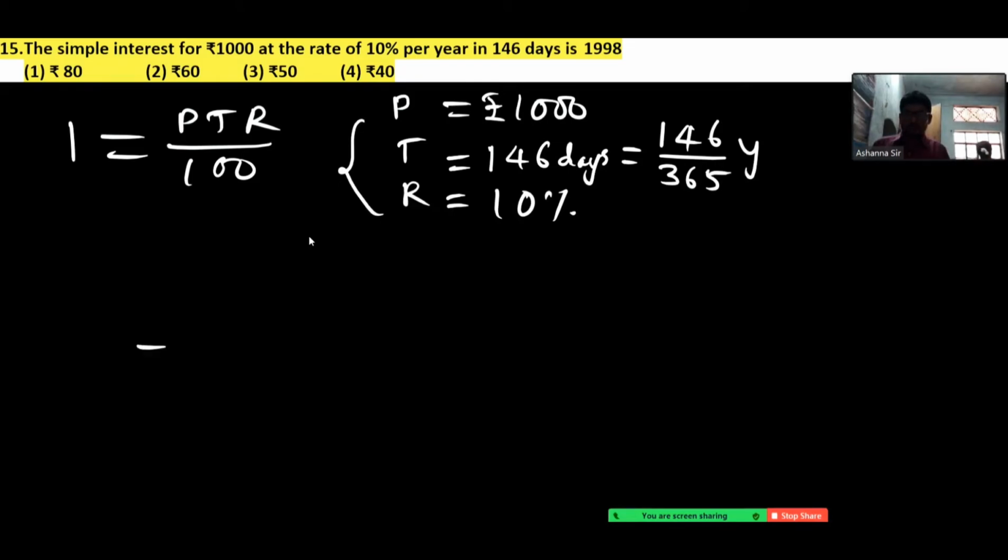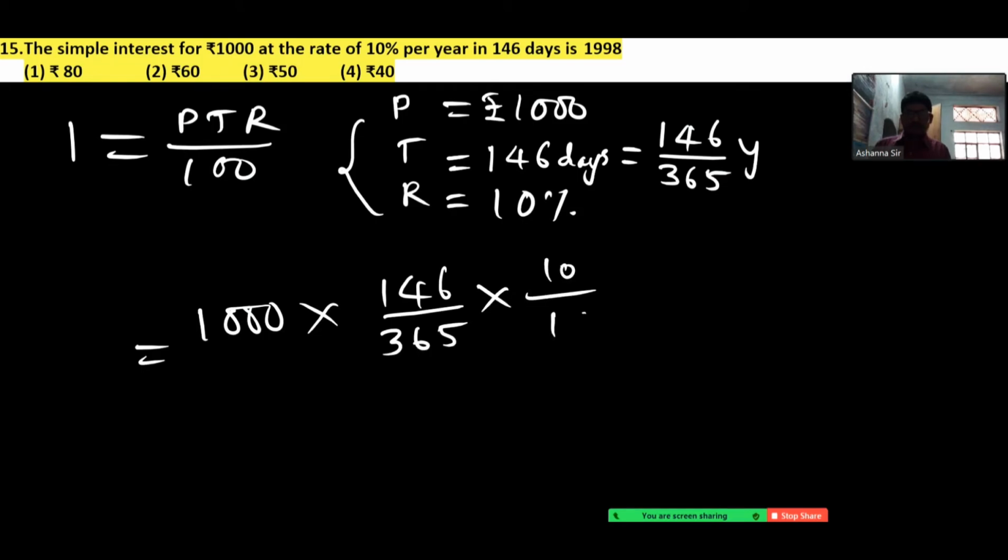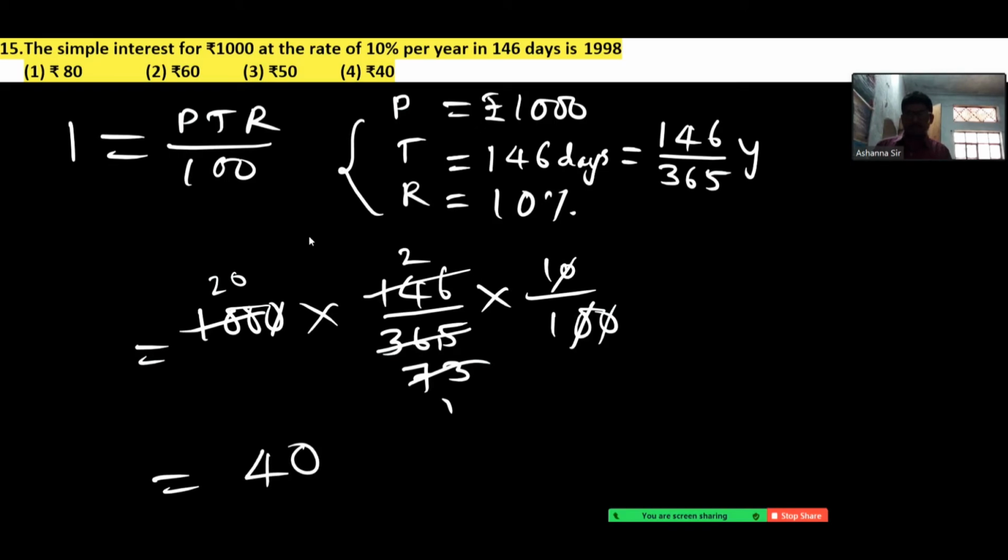We have to substitute these values. Principal 1000 rupees, time 146 by 365 into 10 by 100. 10 and 10 cancel, 0 and 0 cancel. 5 twos are 10, 5 sevens are 35, 5 threes are 15, 73 twos are 146, 1 one is 1, 2 twos are 4, so 40 rupees. This is the interest. Option 4.